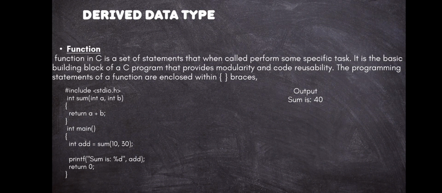In this example, we are performing the sum operation, and using the function sum in main, we are performing it. We have taken the values 10 and 30 for A and B respectively, and we are just displaying the sum of it, which is the output, which you can see on the right hand side.